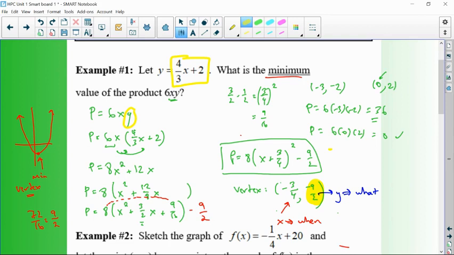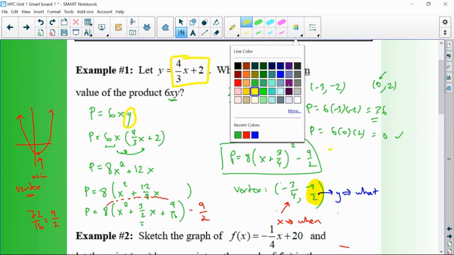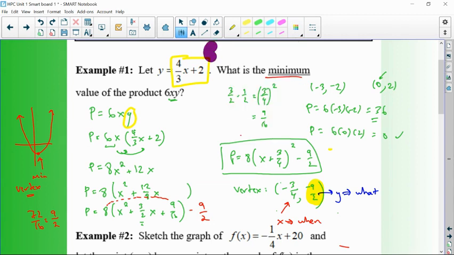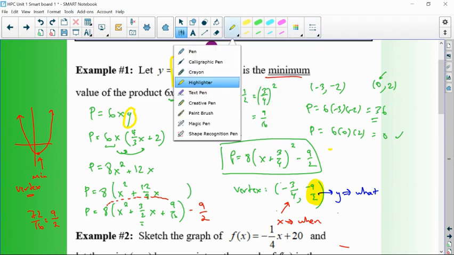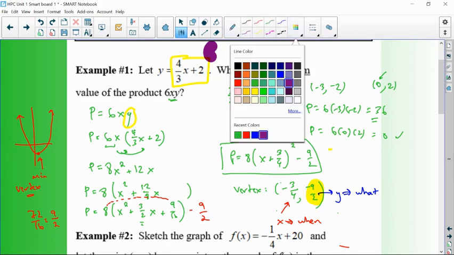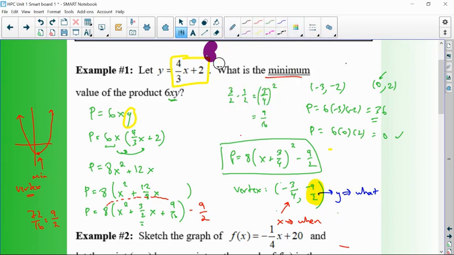And you could also just put this x value of negative 3/4 into here if you wanted to know the corresponding pair. So when x is negative 3/4, the y value, if I do 4/3 times negative 3/4, that's negative 1 plus 2, so 1. So the ordered pair on the graph is negative 3/4, 1.